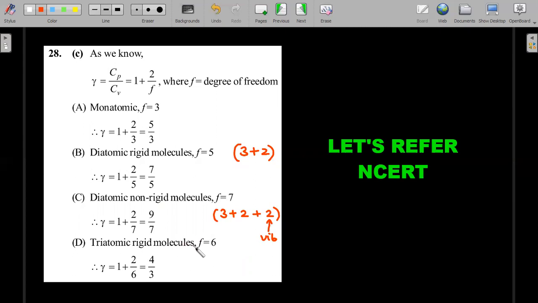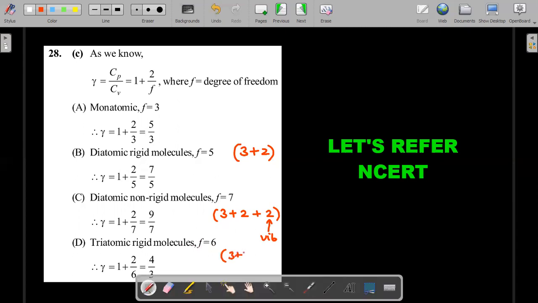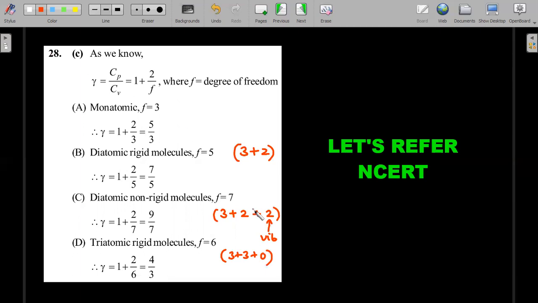And triatomic rigid molecules would be 6 degrees of freedom, no vibrations, but here it will be 3 plus 3. Okay, 3 plus 3, no vibrations whenever rigidity is mentioned. So that should answer your question.